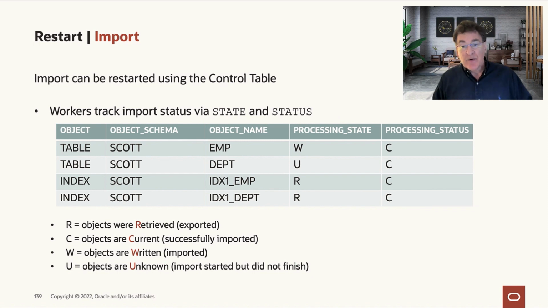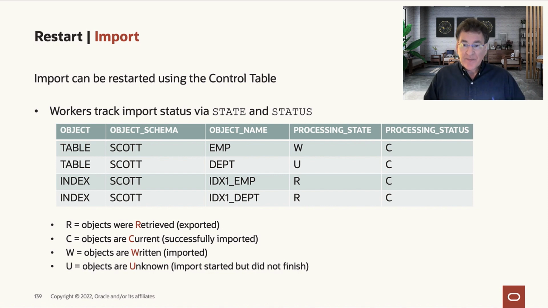Imports can also be restarted using the control table. The tables scott.emp and scott.department were exported along with their indexes. After successful export, the processing_state column for each object row in the control table has the value R, designating retrieved or exported. And the value C in the processing_status column indicates that the objects are current or successfully exported. This is the starting point for an import.